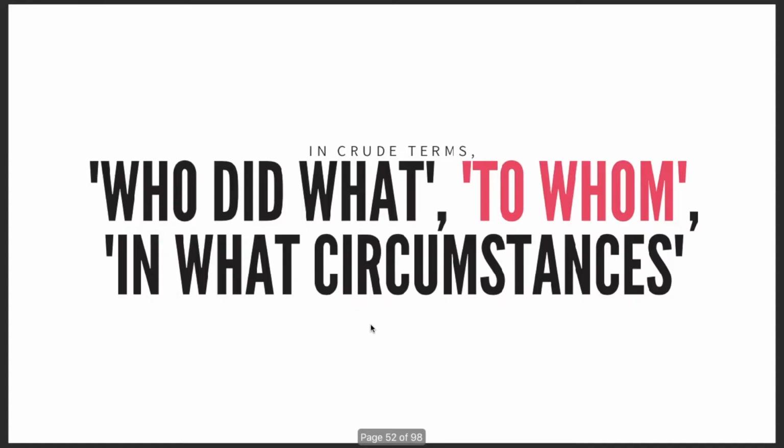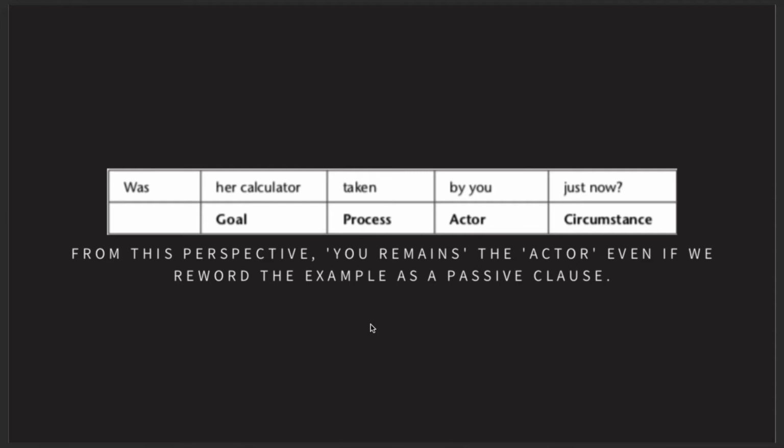Okay, so let's proceed. From this perspective, you remains the actor, even if we reword the example as a passive clause. So again, in experiential terms, the shuffling of the words, the linguistic items, doesn't really matter. It's because it has a fixed identification of how the speaker or the receiver of that message tries to make sense of his or her world. That is why was is empty, because in the experiential perspective, we do not care about the tense here. We just care who, what, when, or even where. It's just a matter of making sense of what we have perceived, what we have observed. So that is an example of experiential terms.